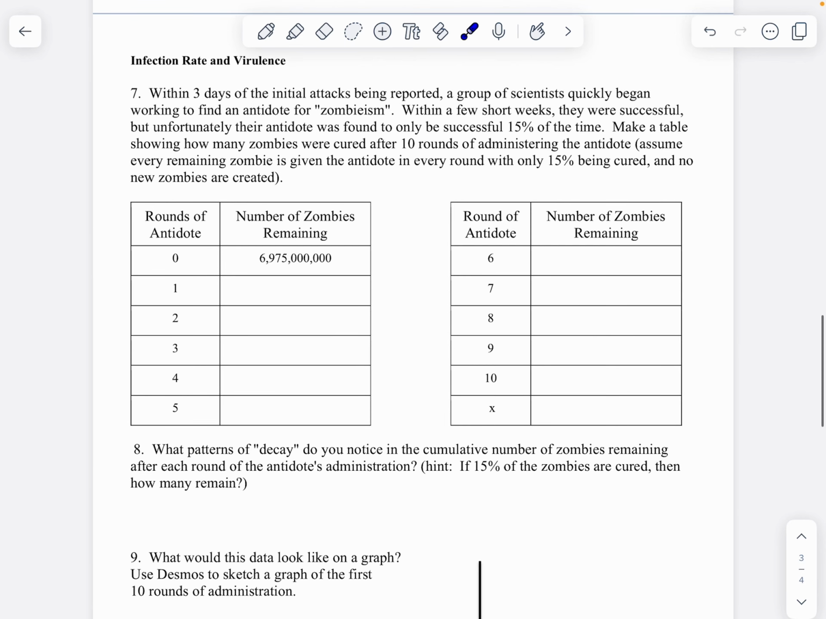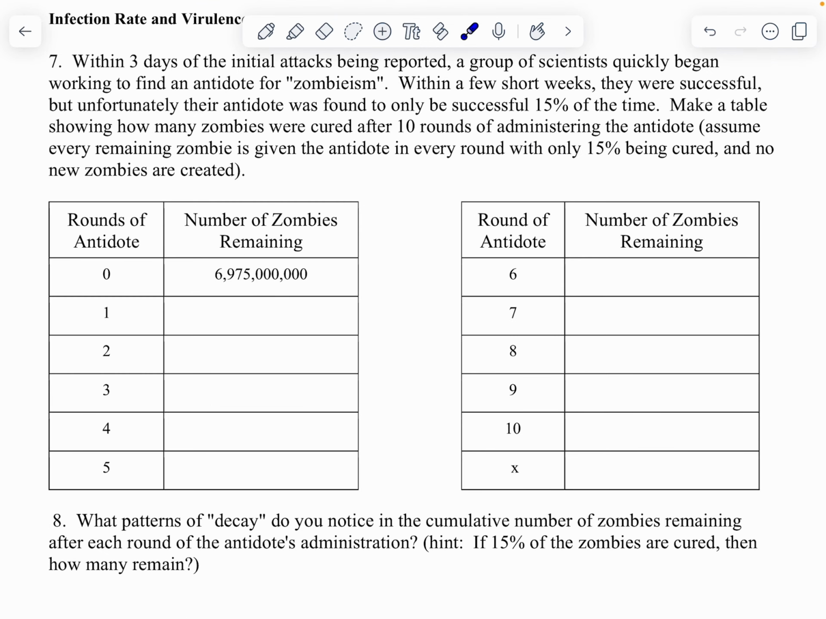Later on in the problem, there is a group of scientists that are looking for an antidote for it. Within a few weeks, they were successful, but unfortunately, their antidote was only able to be successful 15% of the time. Make a table showing how many zombies were cured after 10 rounds of administering the antidote. So every day that goes past that they administer their antidote, it only has a 15% success rate. So that doesn't mean that we just have 15% of this and we're good.